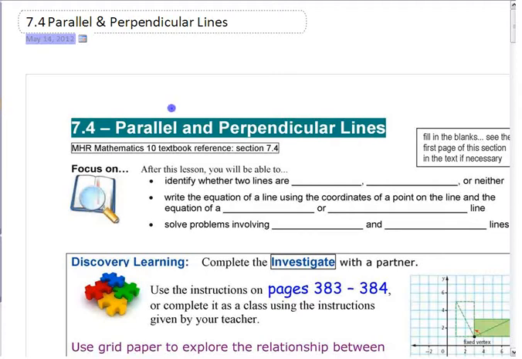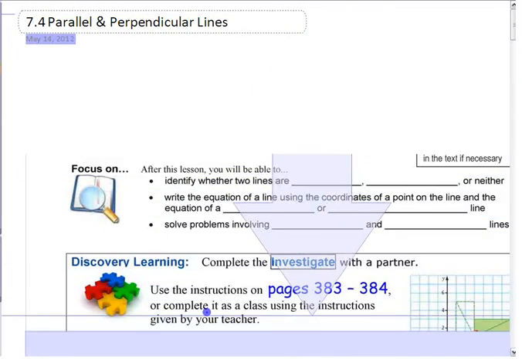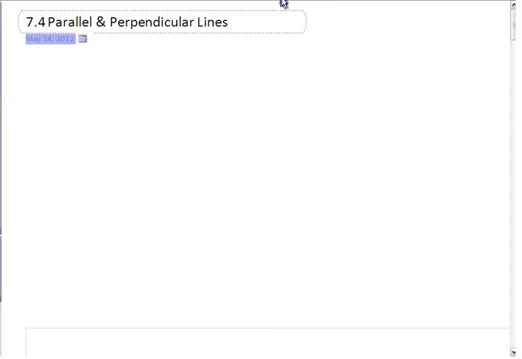I'm pretty sure you know what parallel means, right? Two lines that are parallel. Maybe you wouldn't be able to write a kind of dictionary definition of it, but two lines that are parallel. If I'm going to try and draw some parallel lines up here, what are parallel lines? How about if you, on your grid paper there, you draw some parallel lines right now?